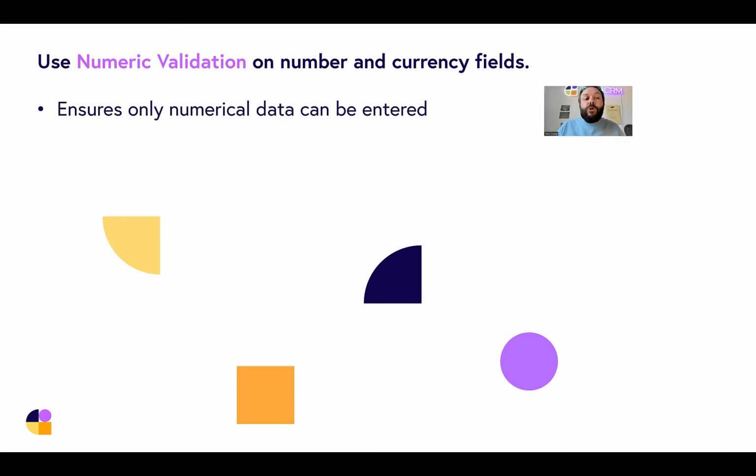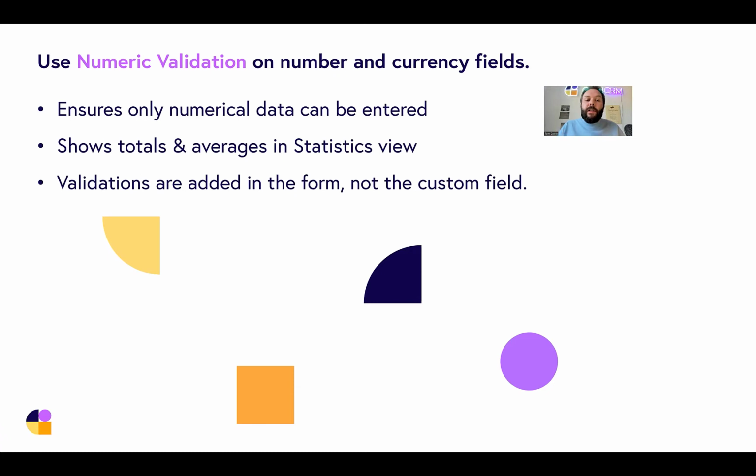So numeric validation ensures that only numerical data can be entered into the system. It shows totals and averages in the statistics view, and validations are added into the form. So we went in to edit the form and added validation there, not on the custom field. If that field is used in lots of different forms, then as long as there is a numeric validation on one of those fields, the system will try and give you totals and averages and statistics.